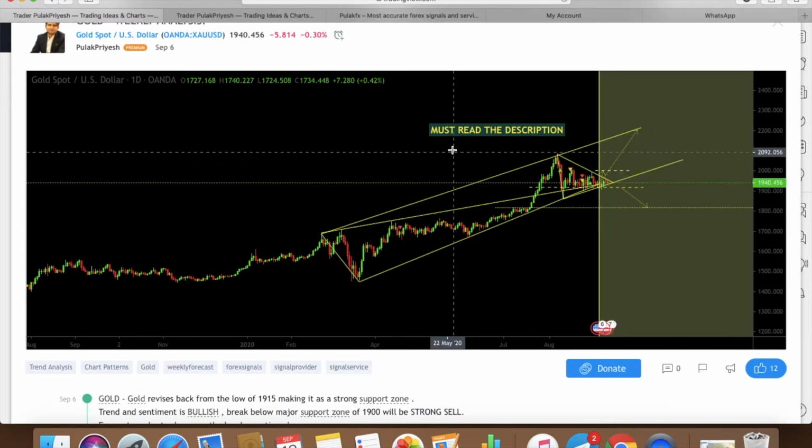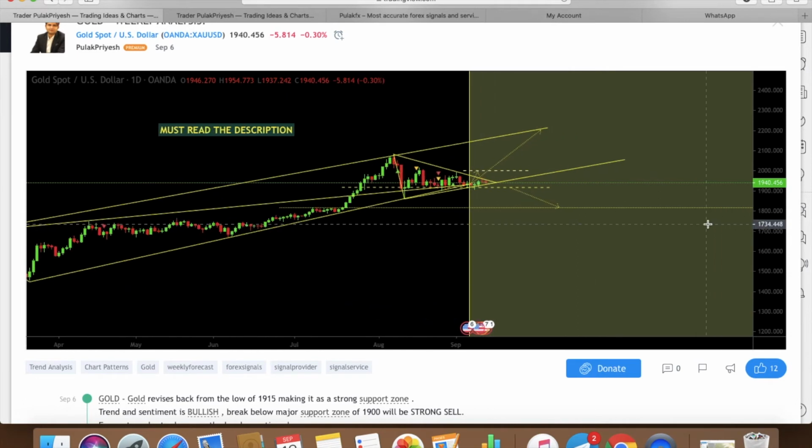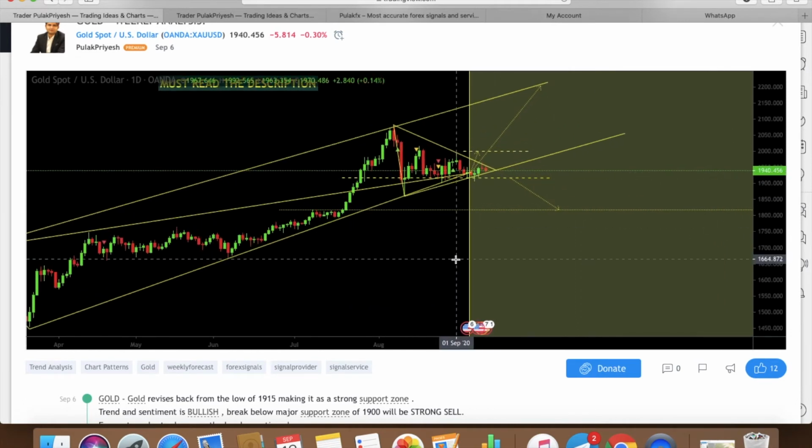I mentioned here, you must read the descriptions as well, so you can better understand what to do. When I gave the buy, it was trading around 1934. I mentioned the stop loss of 1911 for a potential upside of 1966 to 2008. You can see on the fourth day it went up to 1966, so the first target was almost achieved here.